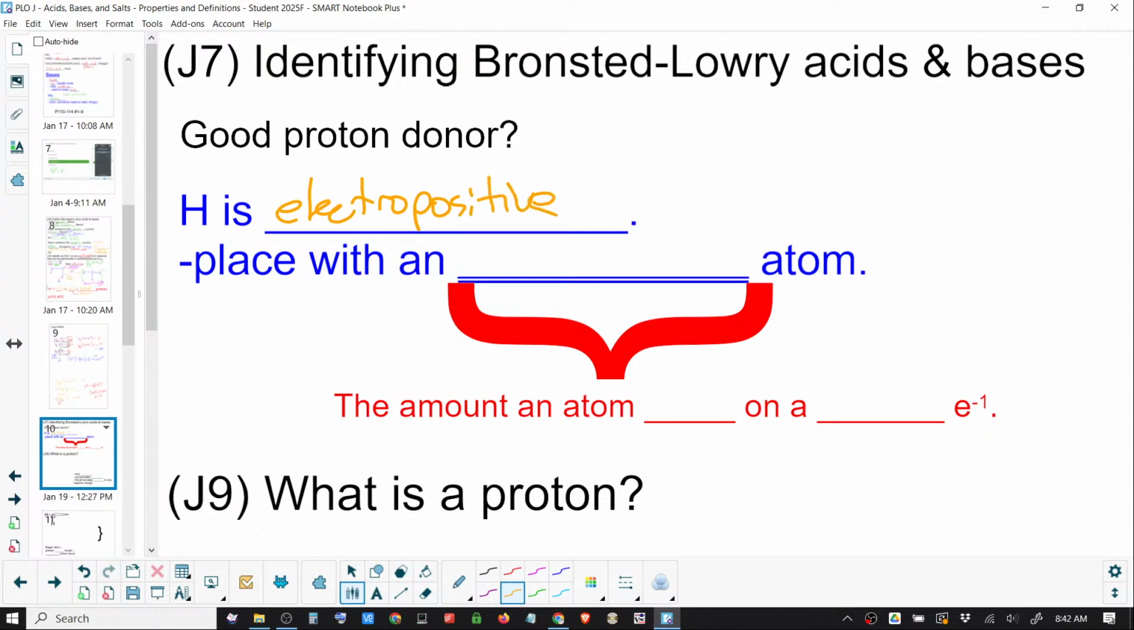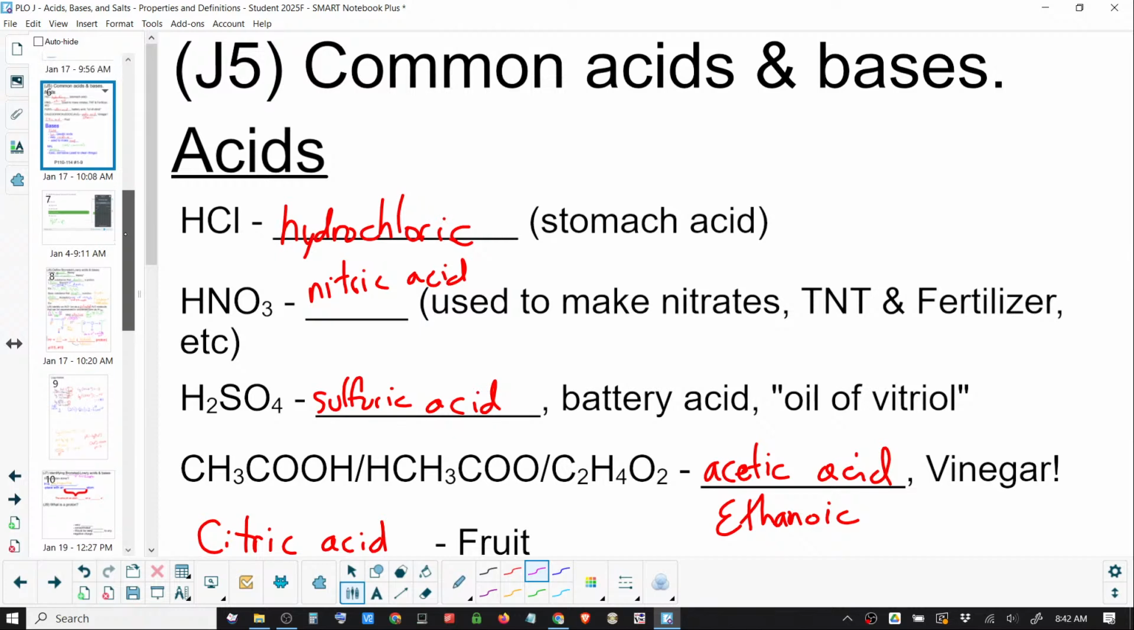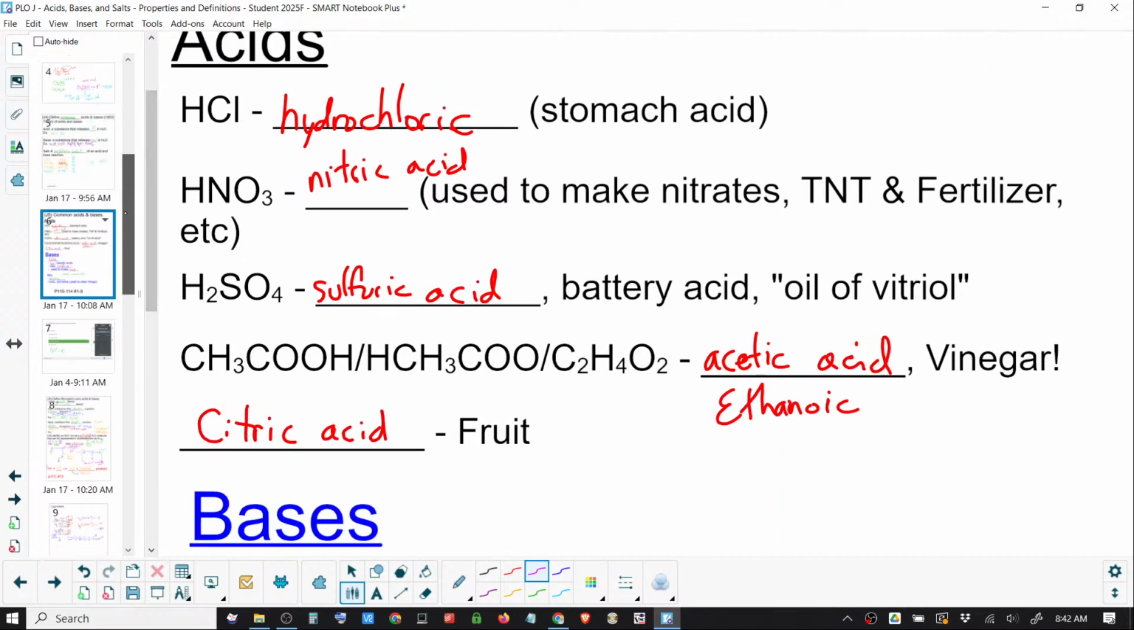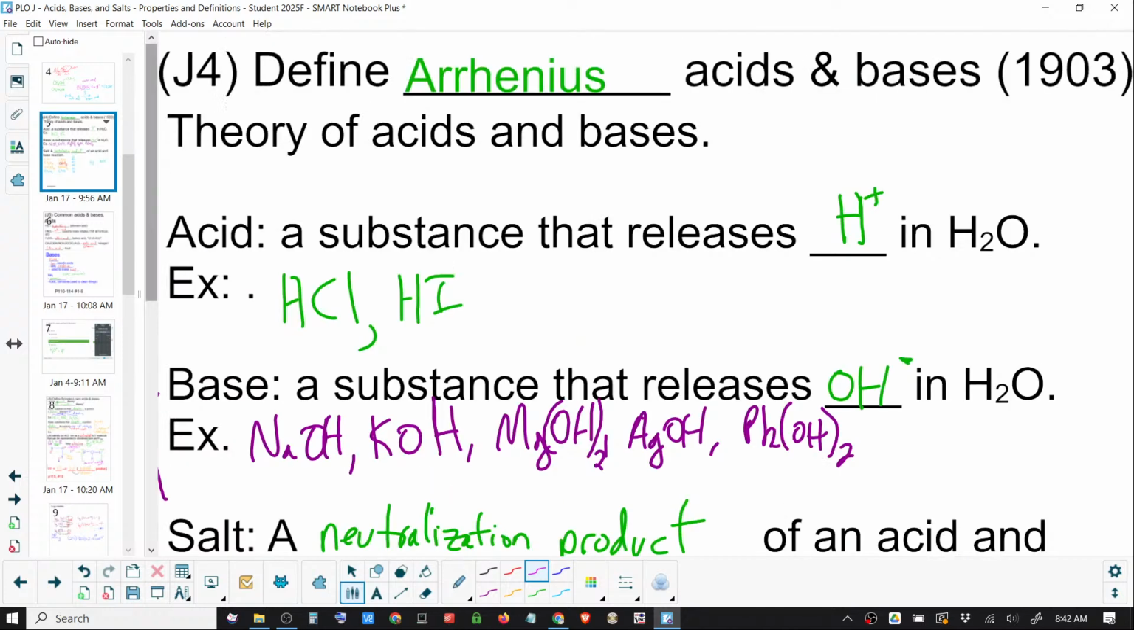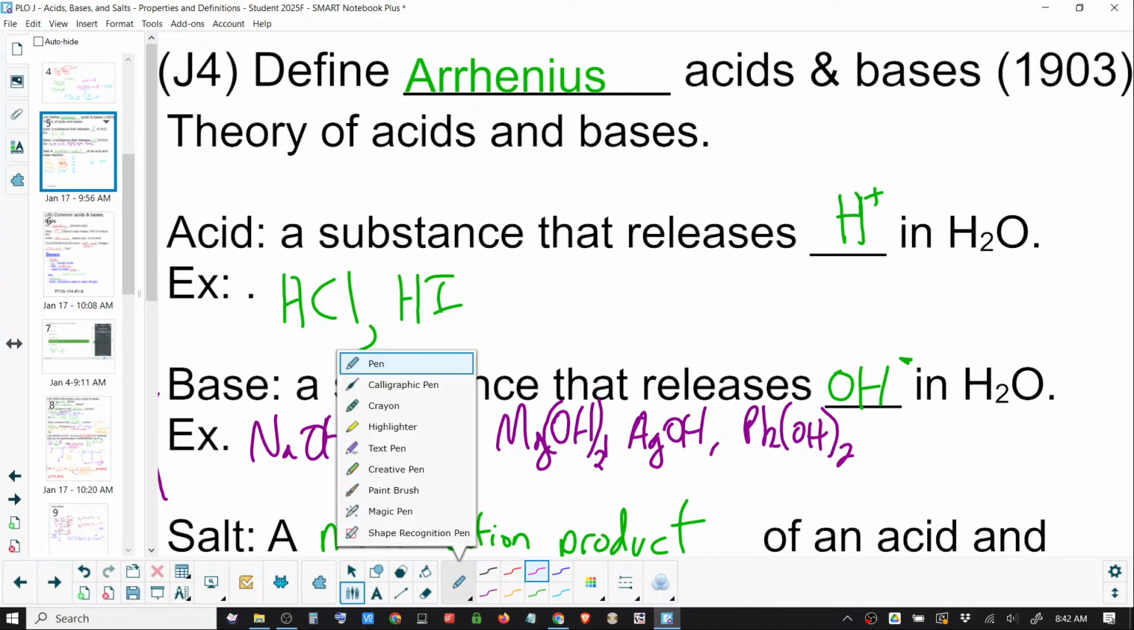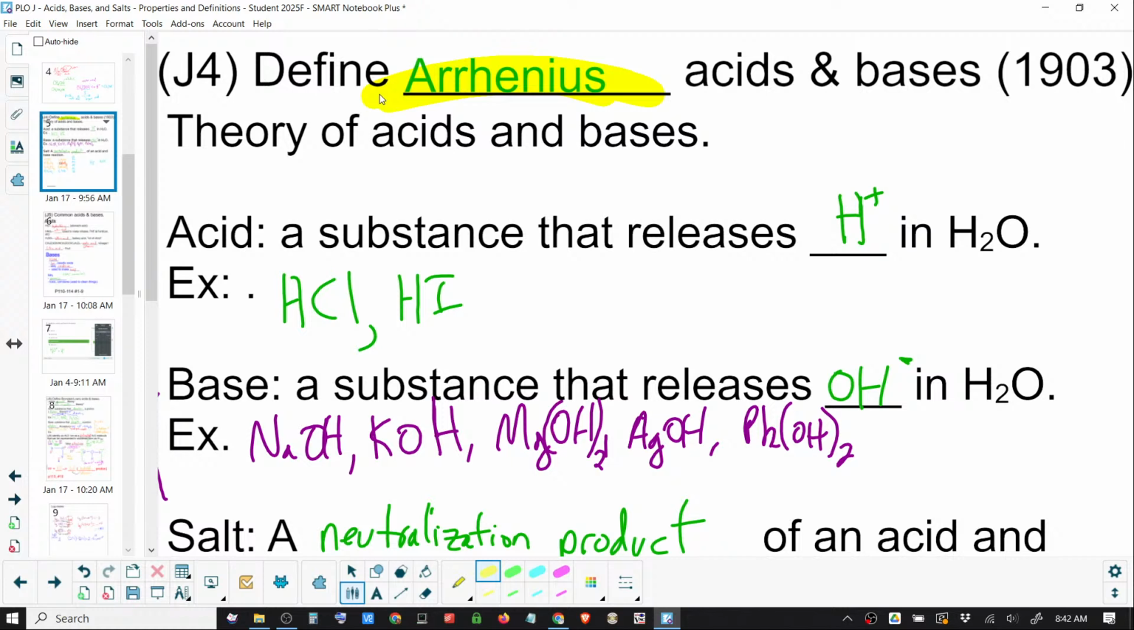Identifying Bronsted-Lowry acids and bases. So this is proton donor, acceptor, and you do need to know the difference by name. Bronsted-Lowry is the new one. The old one, go back one more, was called Arrhenius. So if you didn't highlight that at the time, you do need to know the difference. And the way I remember it is it's in alphabetical order. Arrhenius comes before Bronsted-Lowry.